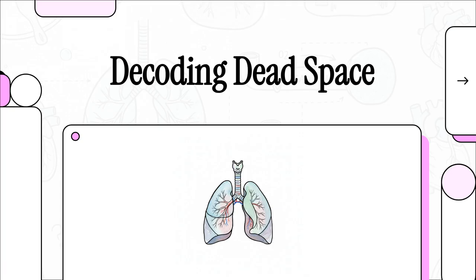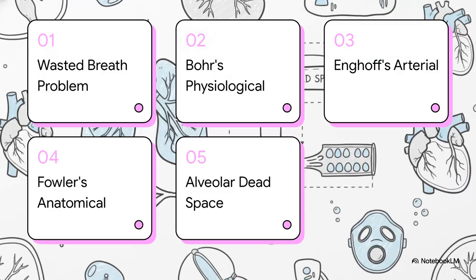Today we're going to decode this entire idea of dead space measurement. We're talking about the brilliant minds who figured out how to measure the seemingly unmeasurable. We'll break down the Bohr equation and physiological dead space, look at the Enghoff modification, and finally map out both anatomical and alveolar dead space. So, here is our roadmap for today.